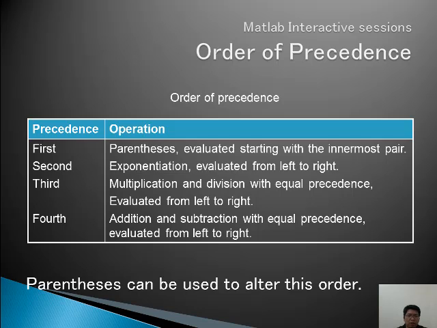Okay, so the order of precedence with special characters: first will be parentheses. The innermost will be done first, then we go from inner to outer, followed by exponentiation from left to right, then multiplication and division also from left to right, then addition and subtraction also from left to right. Okay, so when you want to change the order, please always use parentheses.